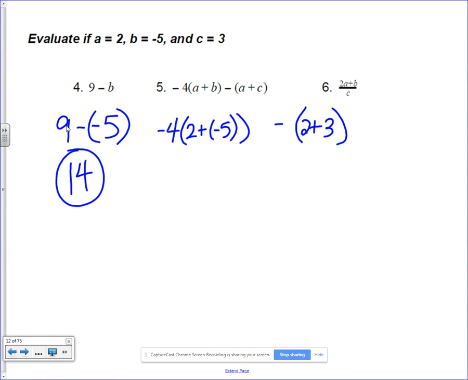Clear out your calculators. Are you ready? Ready to type it in? Negative 4, parentheses, 2 plus parentheses. Make sure it's not a closed parentheses. It's another open parentheses, okay? Negative 5, then parentheses, minus parentheses 2 plus 3 parentheses. I think the consensus is 7.